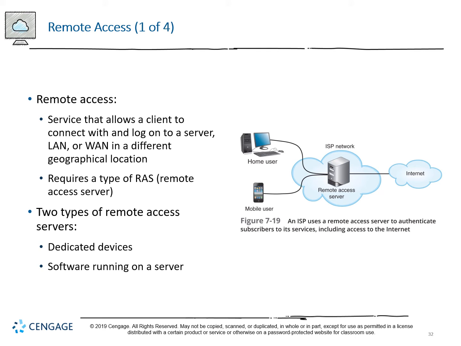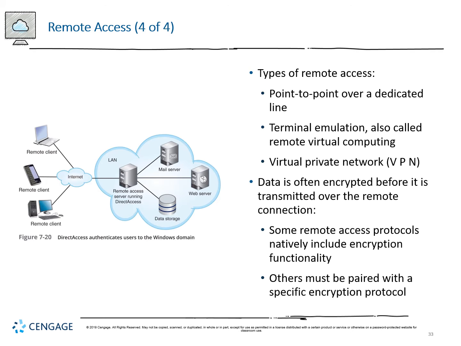With that said, a very common application for SSL and TLS to ensure we have a strong connection is what's called remote access. Remote access allows us to log in to a server in a different geographical location and act as if we were physically present. We can authenticate subscribers to a particular service and treat them as if they were local. This requires a type of what is called remote access server, or RAS. The 2 types of remote access servers we traditionally deal with are dedicated devices or software-based, so hardware and software-based remote access. We can also have a point-to-point connection over a dedicated line, terminal emulation, called remote virtual computing, or a VPN.